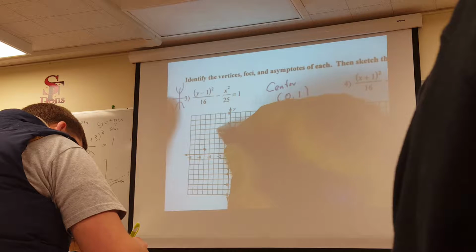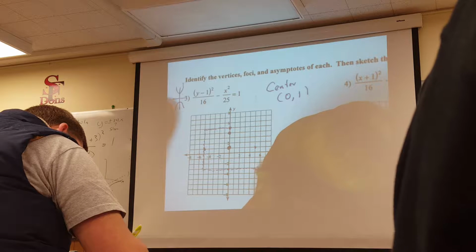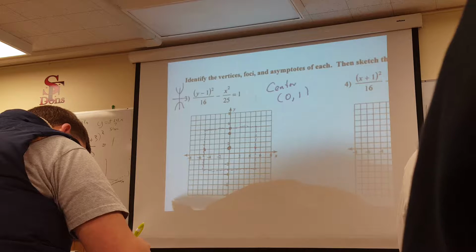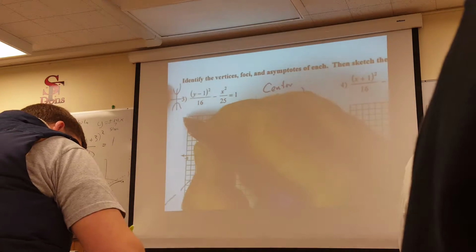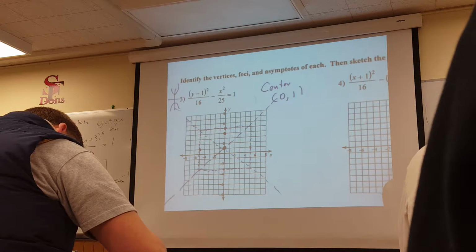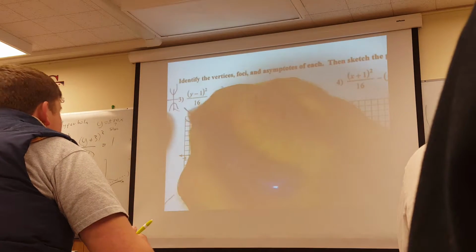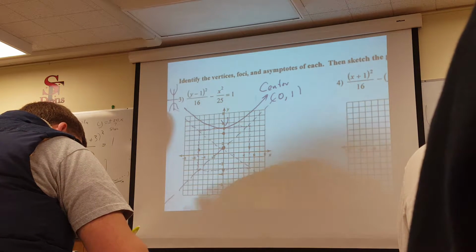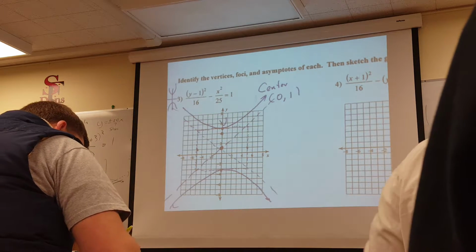Then this is where you draw your rectangular box. And then this is why we know how to graph it. Through the corner of those, you draw your asymptotes. And we need to write the equation of those also. Okay, now where did we say we're going to be drawing the graph? So it's going to come up here. There's the vertex. And right there. So we've got the graphing all done.